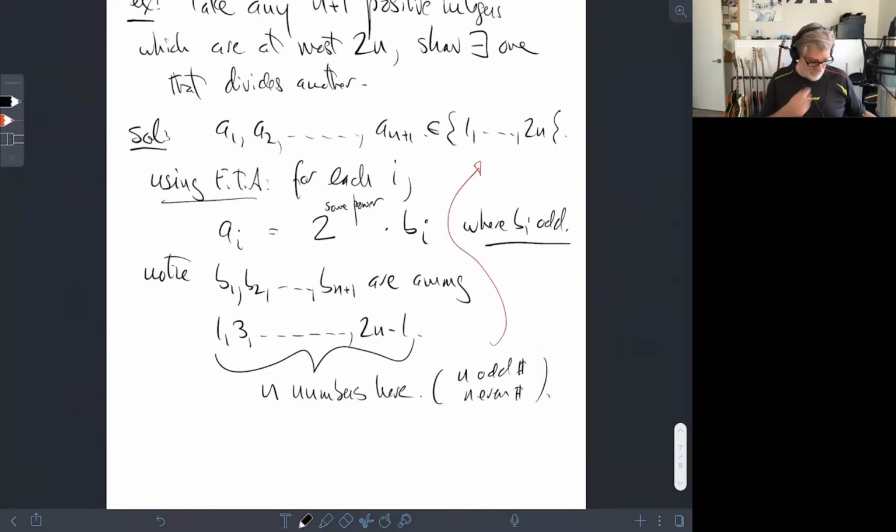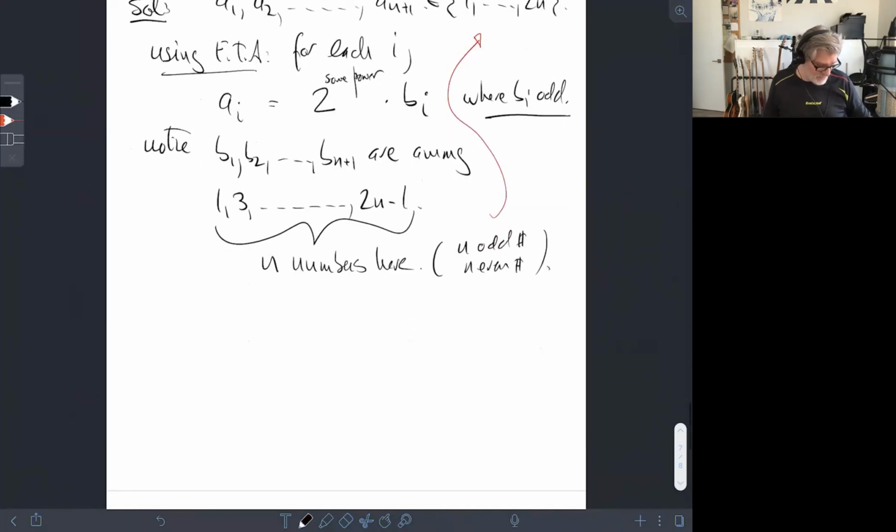Here, right? So half of them are odd, half of them are even. Because I start at 1, which is odd, and I end at 2n, which is even. So I'm counting right. Okay. So I have n numbers which are odd, 1, 3, 5, right up to 2n minus 1. And I've chosen n plus 1 numbers out of those. Conclusion, at least 2 of them are equal.